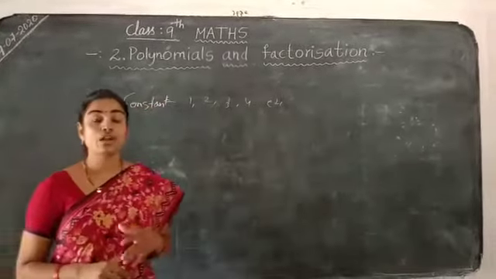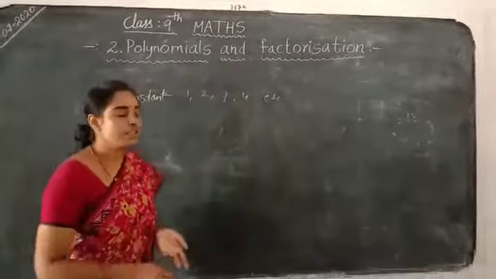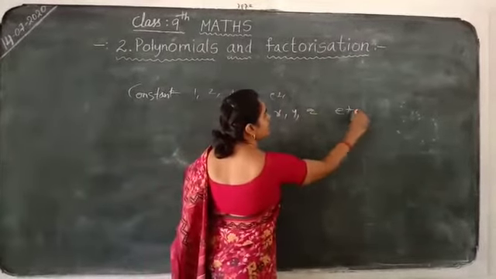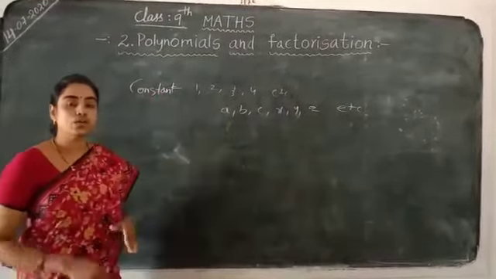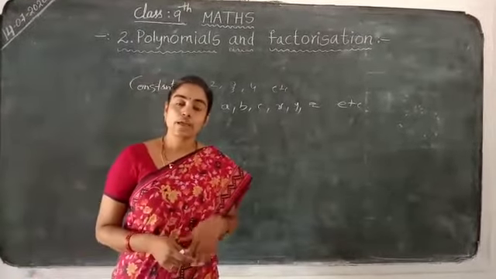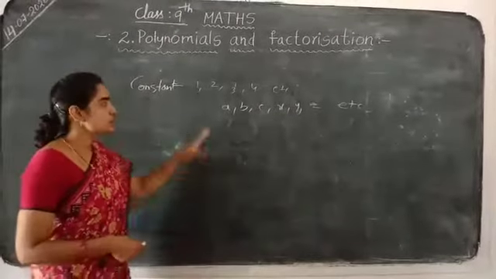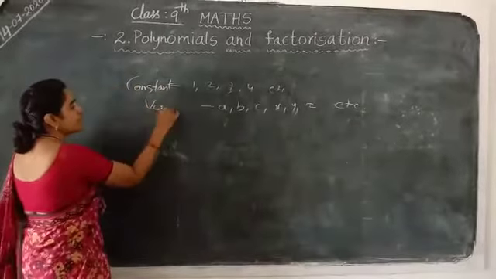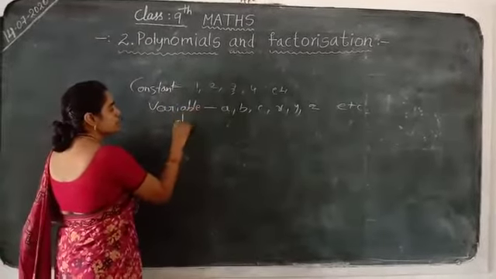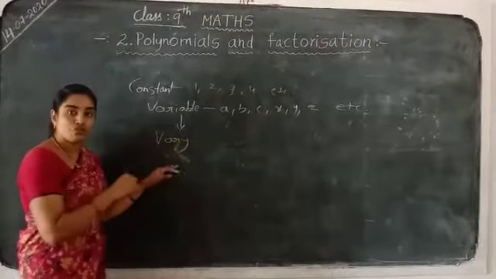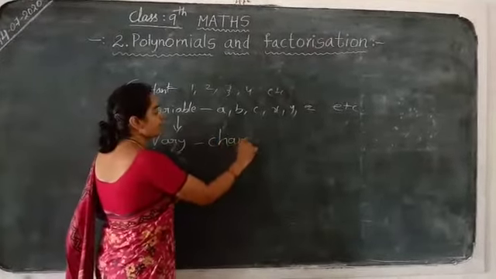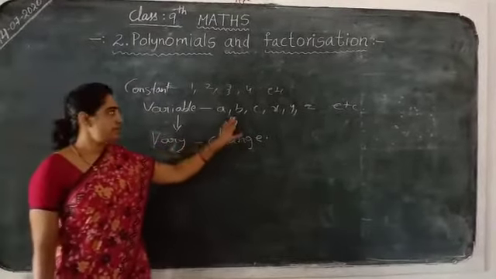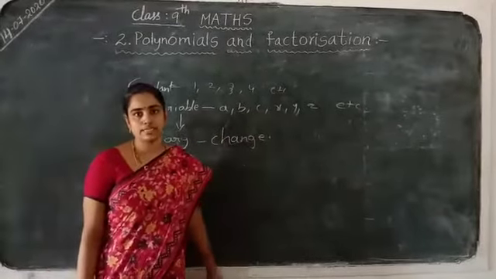In some problems, for unknown values, we are using English alphabets like a, b, c, x, y, z, etc. These values change according to the problem or situation. So these English alphabets are called variables. What are they? Variables. The word variable is derived from vary. Vary means change. Variables are denoted by English alphabets.